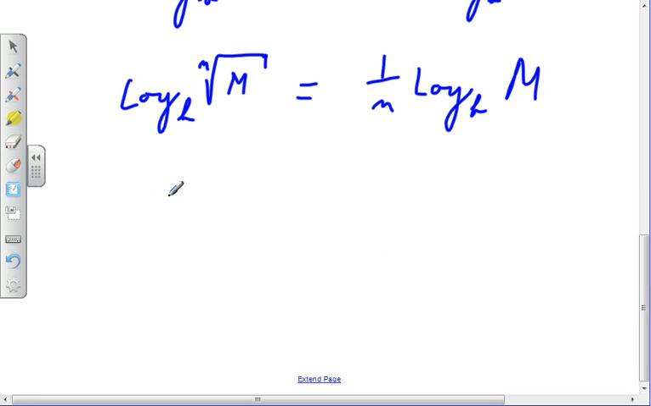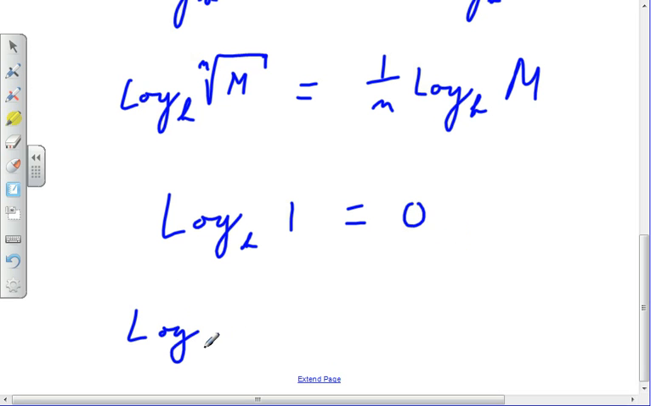And the log of any base of 1 is always going to be 0. It doesn't matter, base 10, base e, base 5,000 million, the log of 1 is still going to be 0. And if I have the log of some base of 1 over m, that's the same as minus log of that base, capital M. So those are my log rules.